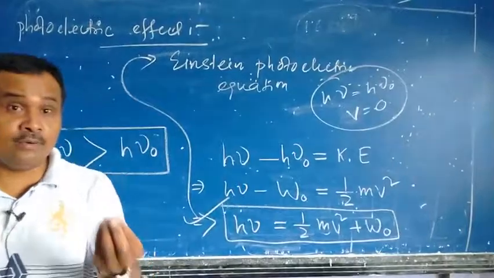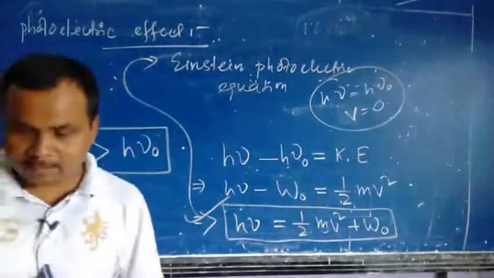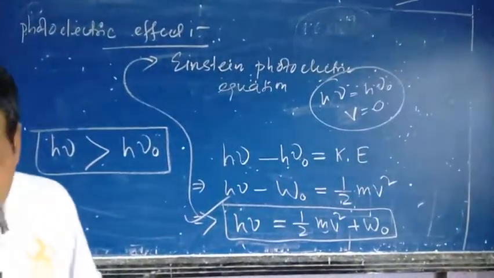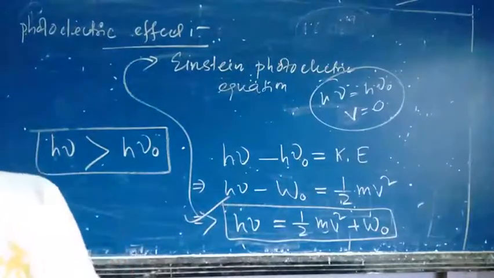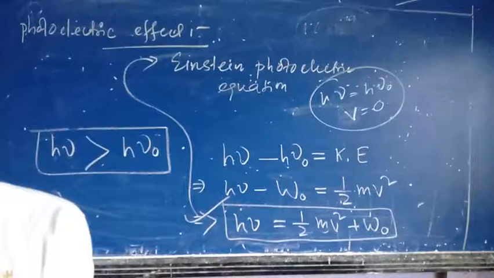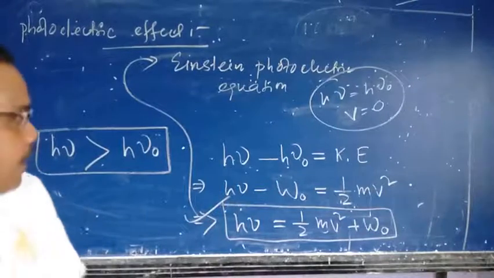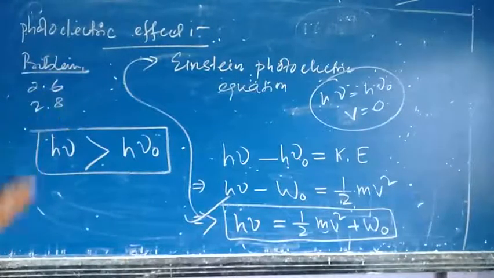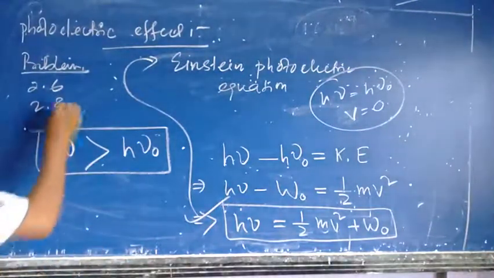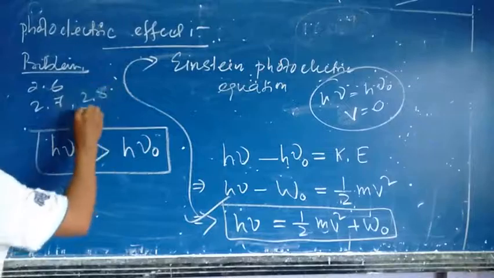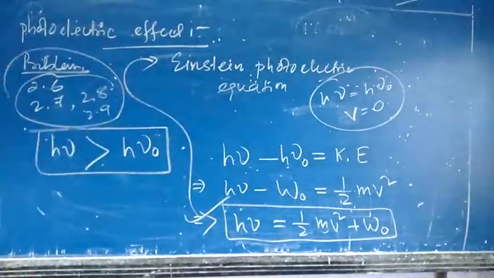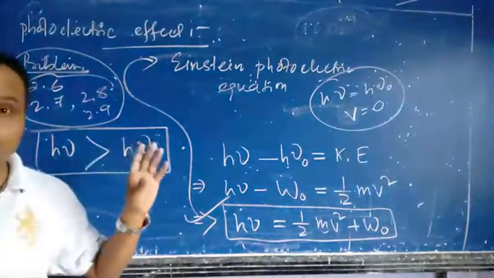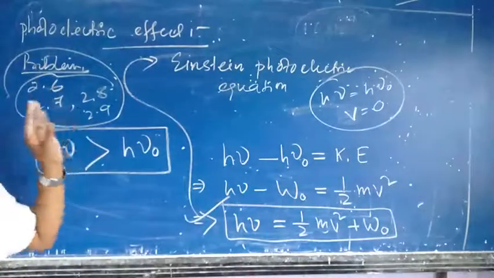So some of the numericals related to the photoelectric effect are solved in your textbook. जैसे कि problem number 2.6, 2.7, 2.8, 2.9. These problems are solved in your textbook. Then you have to practice these problems from your textbook. Textbook में solve किया हुआ है.